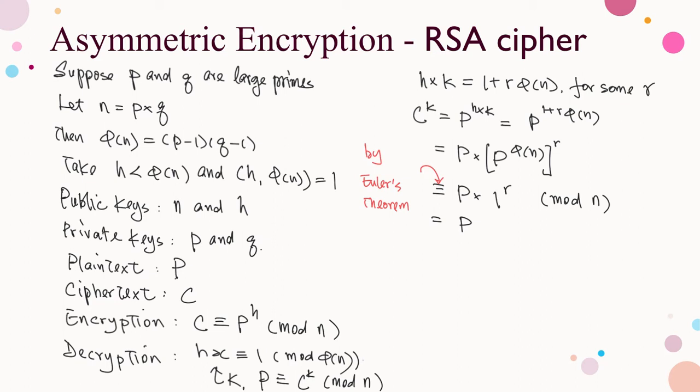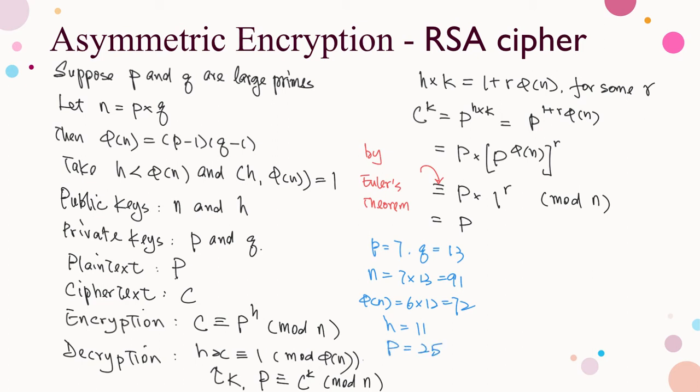For a better demonstration, the following simple example shows the working. I use 2 small primes, p equals 7, q equals 13 for easy calculation. Then n is 91, and phi(n) is 72. Take h equals 11, which is less than and relatively prime to 72. Suppose the plain text is 25.